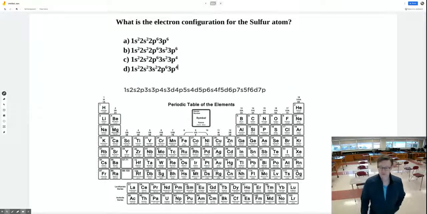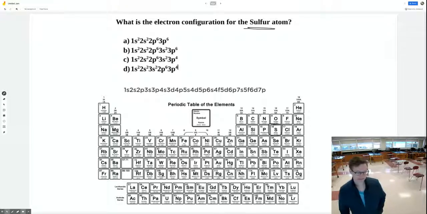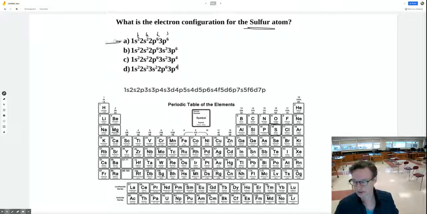Actually, I think this is going to be the case here. So which of these is a sulfur atom? Where is sulfur? It's actually right below oxygen on the periodic table. It has 16 electrons. So this is 2, 4, 10, 16. So this is a possibility because it has 16.